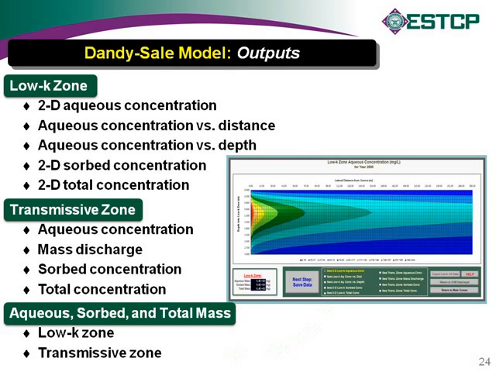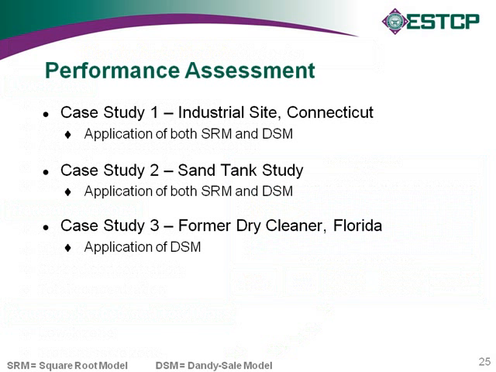And let's see that in real life. Let's now talk about the performance assessment. So we applied it to 3 different sites. One was an industrial site in Connecticut, and we applied both the square root model and the Dandy-Sale model. Then we also applied it to a sand tank study, and once again we applied both models. And then the last site that we studied was a former dry cleaner in Florida, and we applied the Dandy-Sale model.